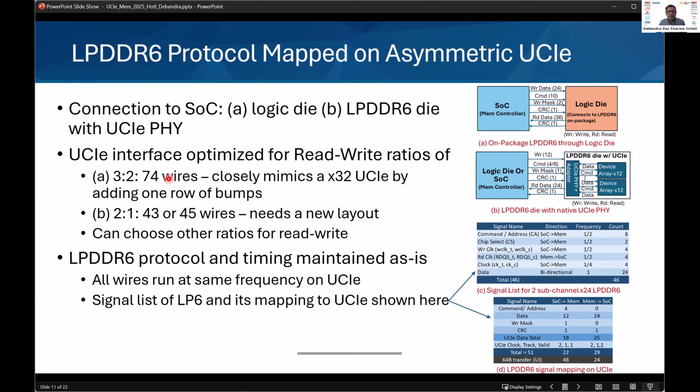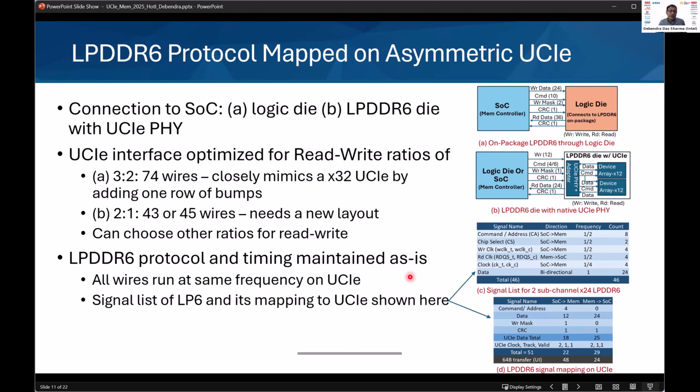So in the first case, at 74 wires, you can see the read has got 36, the write is 24, so a 3:2 ratio. And this closely mimics a BISIC32 UCIe. You just add another row of bumps for the extra data wires. The second option that we are talking about is the direct connect. And this is, again, a 2:1 ratio with 43 or 45 wires. And 45 is if you make some more changes here and want to get even more bandwidth out of the LPDDR device. The details are there in the paper for you to look at.